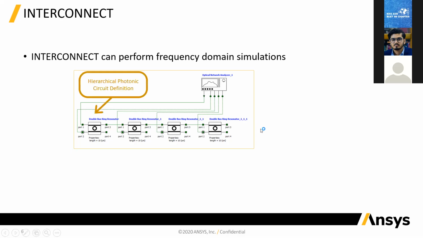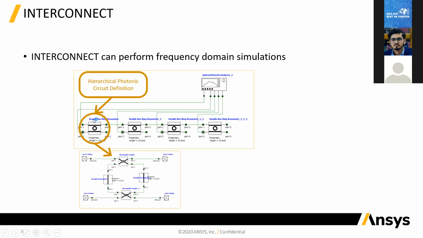So here it also shows you the hierarchical definition that the interconnect supports. For example, you have a ring resonator, and this can be a compound, and inside the compound you can have a ring defined. Here you can see a waveguide coupler on the top and bottom. You have the two optical buses at the top and bottom, and then you have the ring inside. The couplers couple the ring with the top and bottom bus.